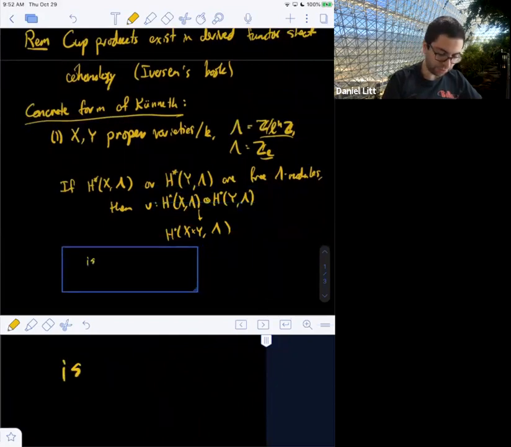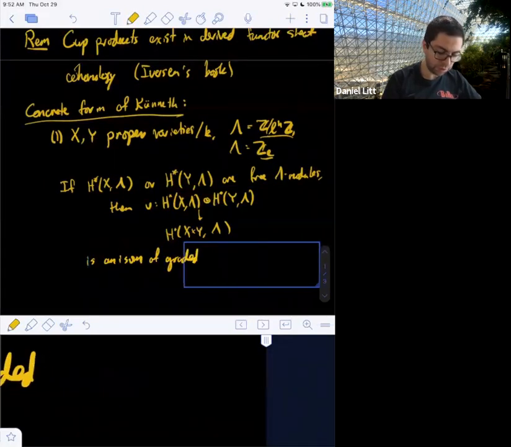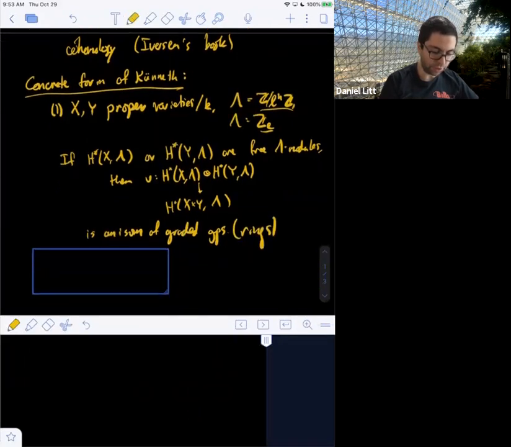Then this is an isomorphism of graded rings even. Well, let's just say graded groups for now. But if you think for a little bit, you'll see that this, so we defined the cup product. I claim these things are actually rings now. So let me say a word about that. What is the ring structure here, since we can define it?